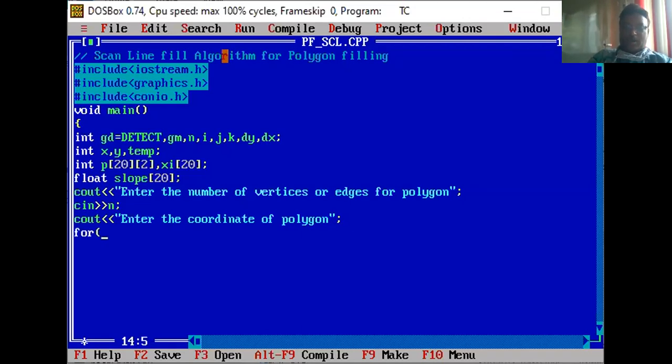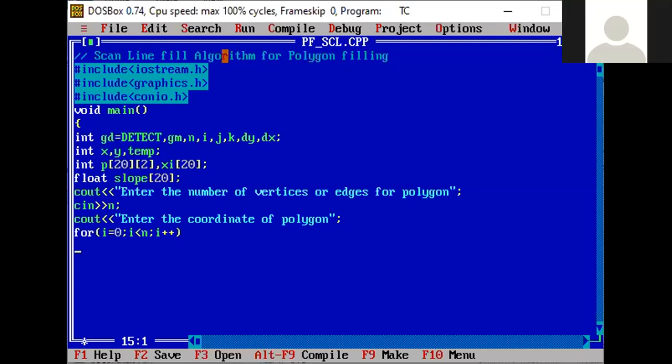So for i = 0, that's my initialization, i less than n, and then i plus plus. Correct. Is there any question up to this point? Because these things we have already done in the C fill, H fill, and flood fill. So that algorithm I have already done. So the same things we have followed here. I can read the coordinates. So cout, so that coordinates can be read.